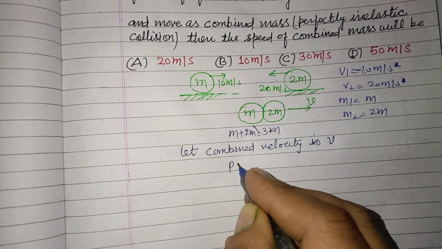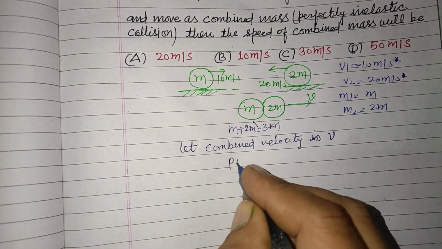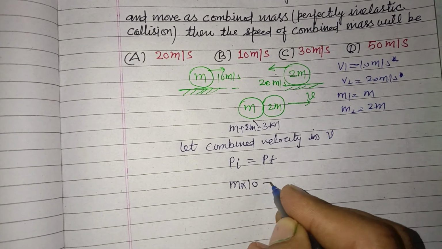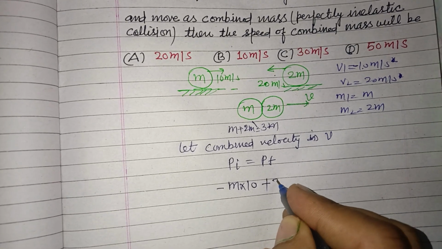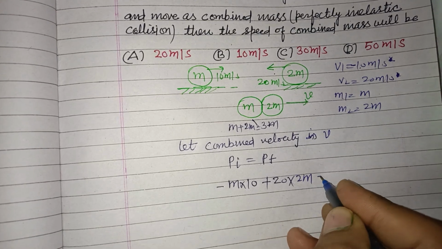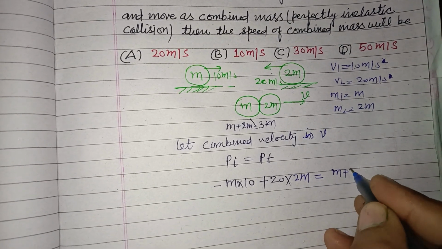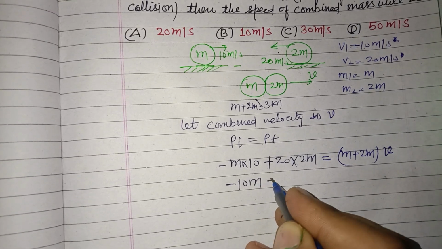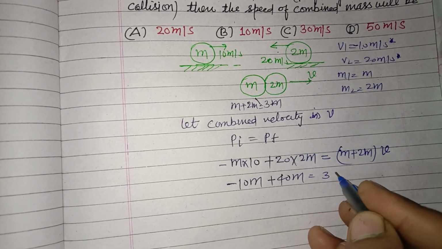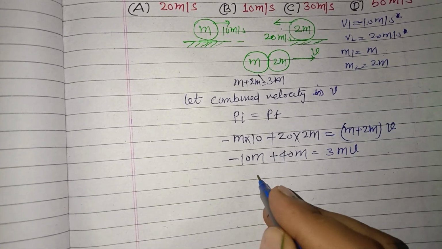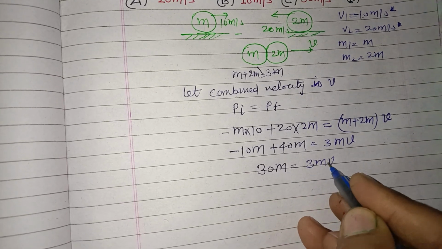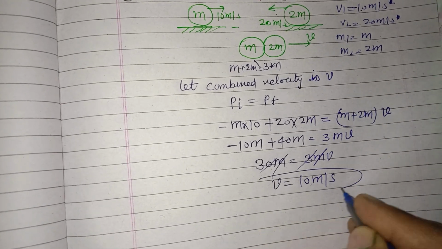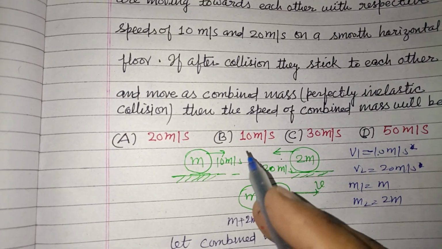So using conservation of momentum, p initial equals p final. So here m into 10 minus m into 10 plus 20 into 2m equals m plus 2m into v. So here minus 10m plus 40m equals 3m into v, and this will be 30m. So 3m into v, cancel, 3 10s are 10. So v equals 10 meter per second is the velocity of the combined mass, which is found in option B.